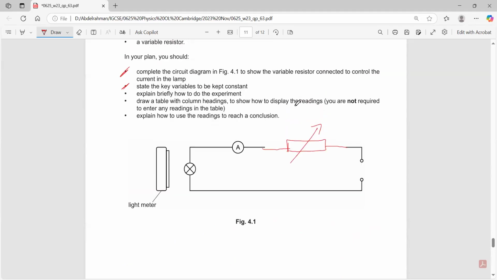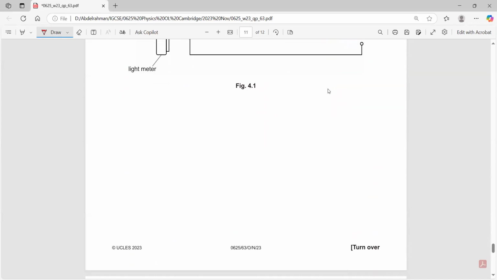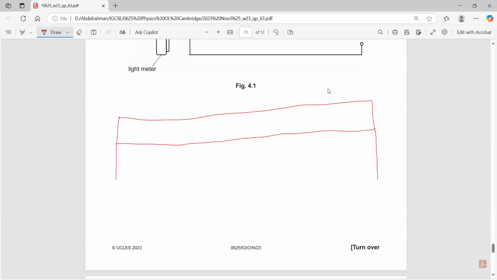Can I draw a table? Yes, I can draw the table, and then write down the conclusion. If you want to draw it here in this empty space, the table would not include much, to be honest. What is the thing that I'm changing? I'm changing the current, and based on it, you have the light intensity. So the current in amps and the light intensity. Should I write down a unit for the light intensity? Nope.